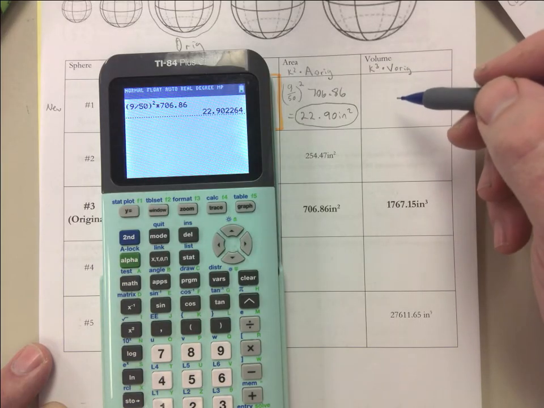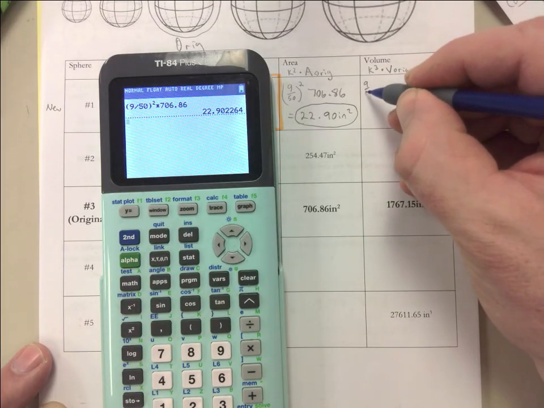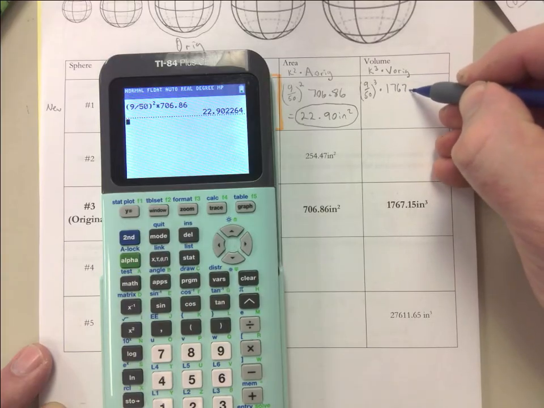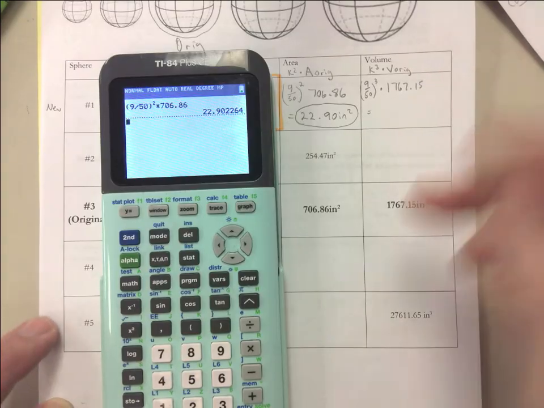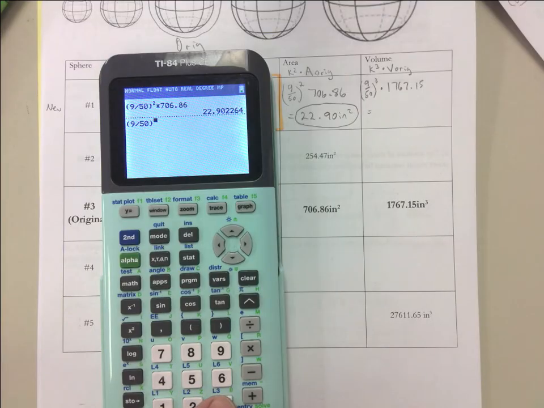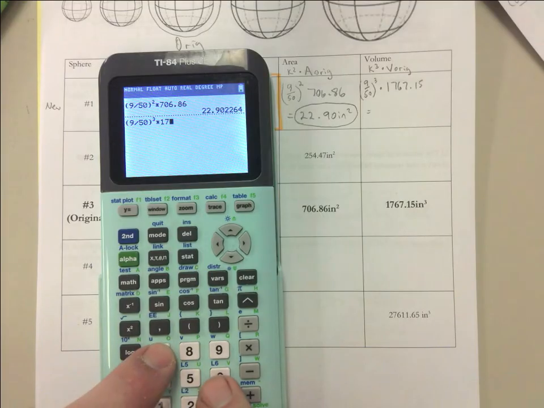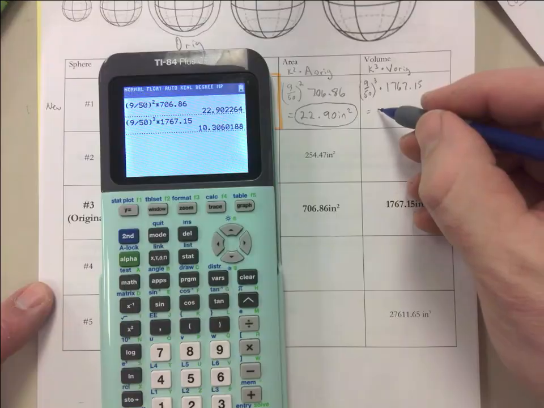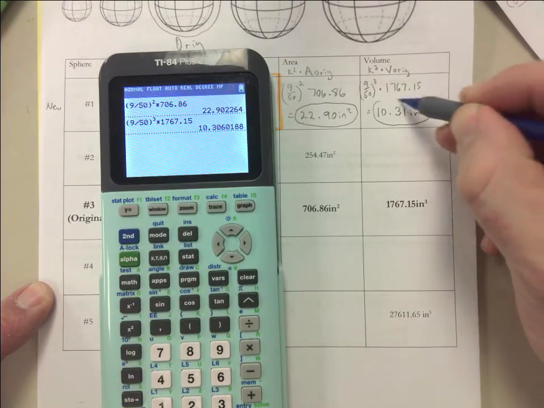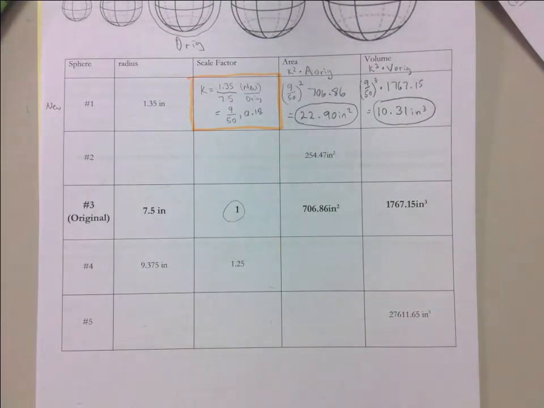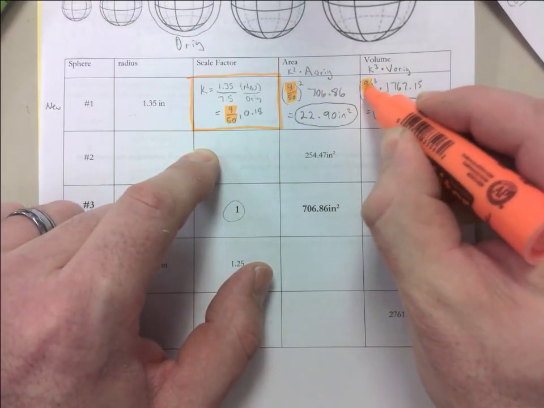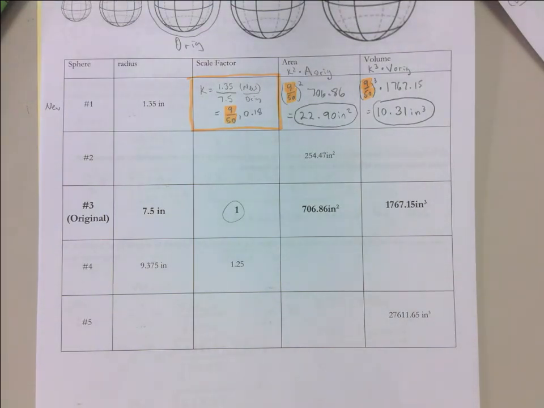The volume of the new one, remember I already have K, I started with that. I go 9 over 50 to the power of 3 times the volume of the original, 1767.15. And you use brackets, 9 divided by 50. I use the hat button, I cube it, times 1767.15. So remember, everything hinged on me figuring out the scale factor. And then I fill in the rest.